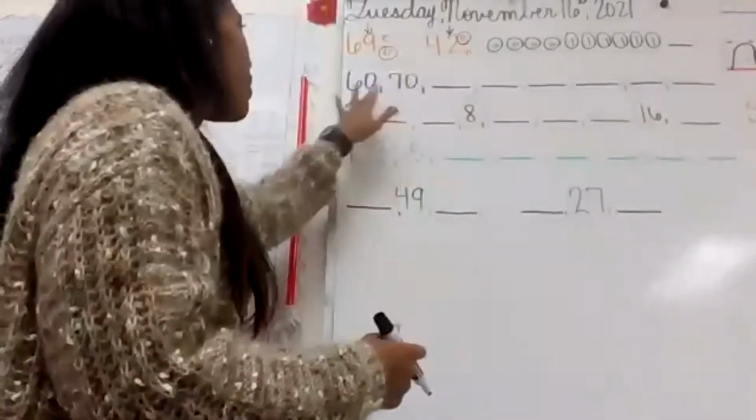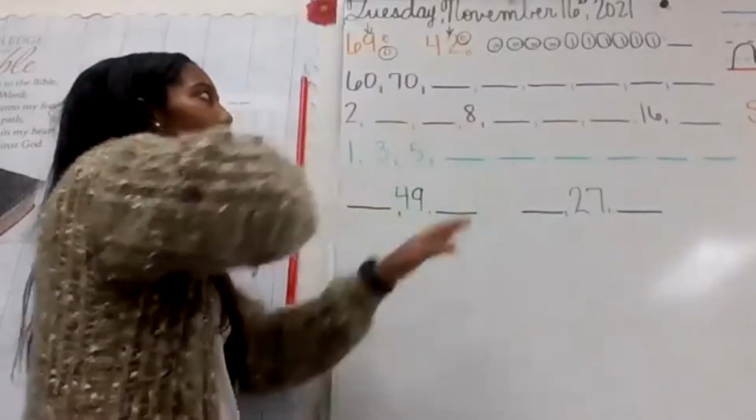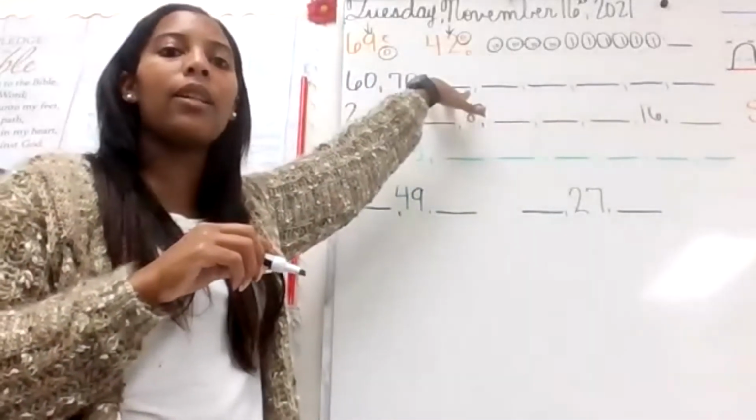So let's start with 60 here. So we have 60, 70. Raise your hand. What number would come next after 70? 60, 70, Dennis?